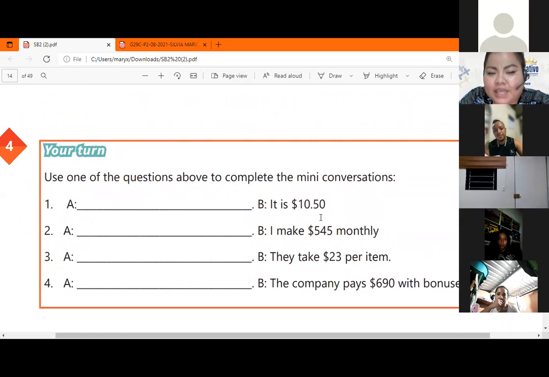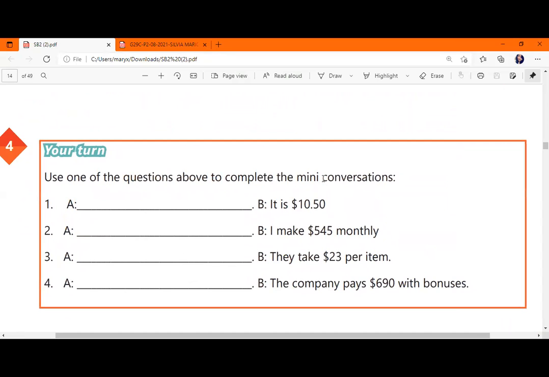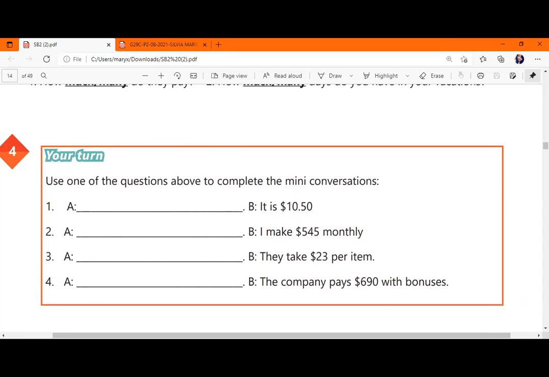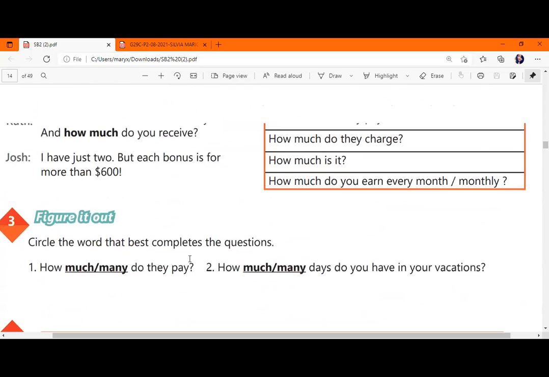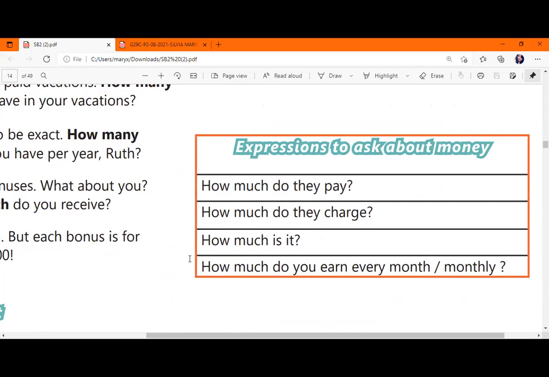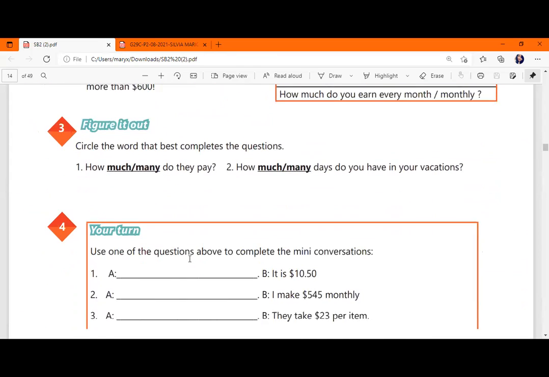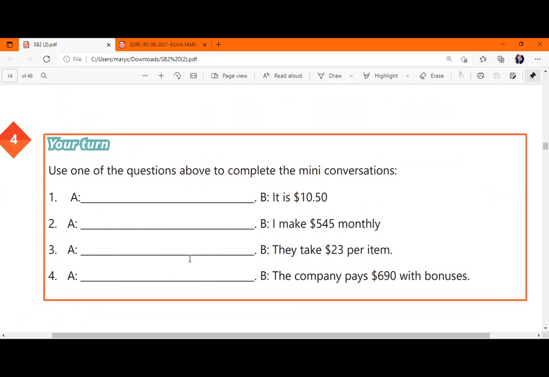Now we are in this exercise. We are working with the questions that we have above, right? To answer this. These are the answers, we need the questions. ¿Qué preguntas le pondrían a cada una de estas respuestas? We have four. How much do they pay? How much do they charge? How much is it? How much do you earn every month? Right? We're gonna use those to answer this exercise.